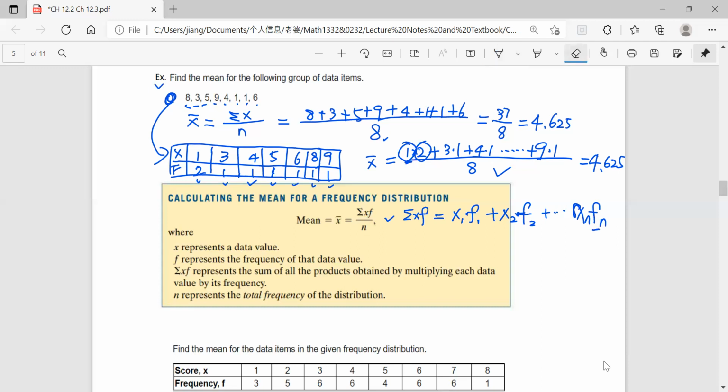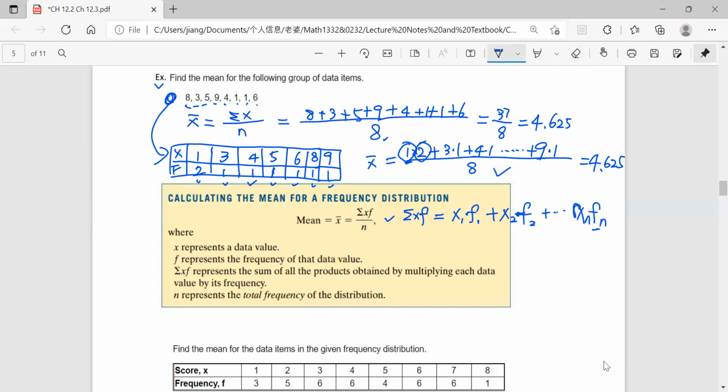This is easy to compute, because sometimes if you have 10,000 data, you can't add them together with your calculator. That's too much work. If you convert the data to a frequency distribution table, and then use, for example, Excel software, you can find the mean of this distribution table.